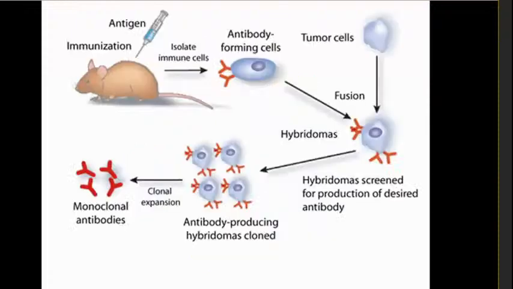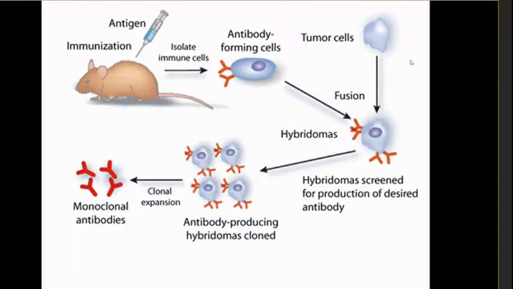First, we inject the antigen. Once the foreign particle enters the animal, the immune system is activated. That is B cell activation. Those B cells are isolated from the animal. The antibody-forming cells, that is the B cells, are fused with the hybridoma cell.